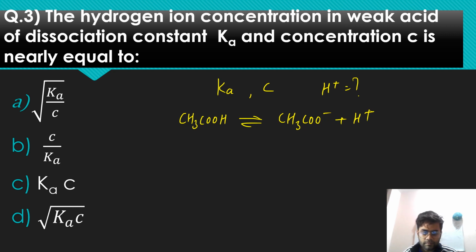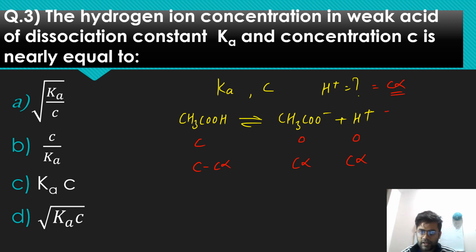Here, in the initial state, the concentration of CH3COOH is C, and CH3COO minus is 0 and H plus is 0. At equilibrium, we get C minus C alpha, then the concentration of CH3COO minus, the acetate ion, is C alpha and H plus ion is C alpha. Therefore, we know that H plus means C alpha. There is no option for C alpha.